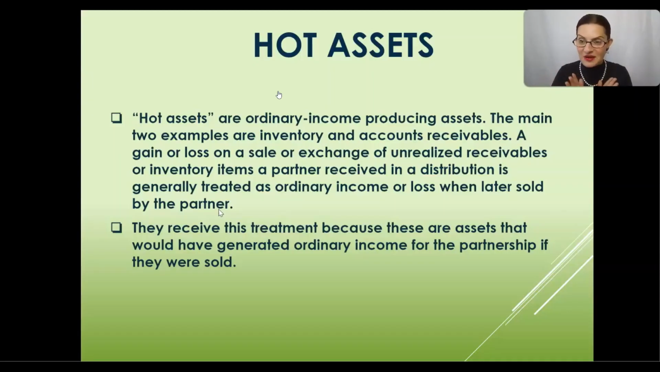That's the main concern that the IRS has, that a partner receives these types of receivables and then they're going to try to treat them like capital assets, but they're not. They're hot assets, and I have to recognize any gain from the sale of these hot assets. If I leave the partnership, I have to treat it as ordinary income. They receive this treatment because these are assets that would have generated ordinary income for the partnership if they were sold in the partnership's hands. If I were to receive any of these assets, then I have to recognize ordinary income if I were to later sell them or recognize income from these types of assets, even if I were to leave the partnership.